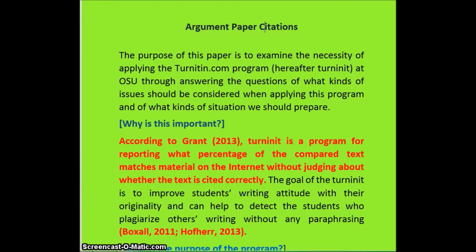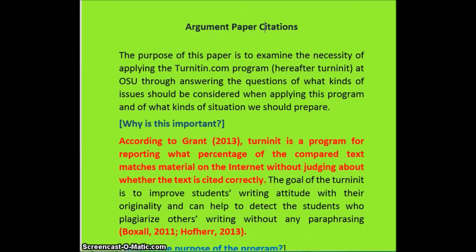In this paper, which one of the students wrote about the computer program Turnitin.com, he makes a claim that through answering questions about what kinds of issues should be considered when applying to the program, and what kinds of situations we should prepare for. Now, the question this claim raises is, why is this an important claim? Remember, at the beginning of the paper, you're trying to establish the importance of your research. So here he uses a citation.